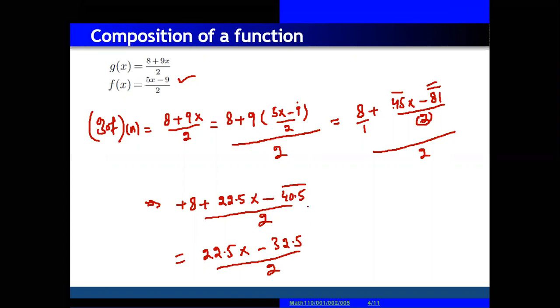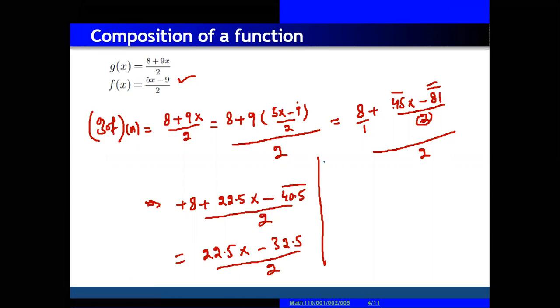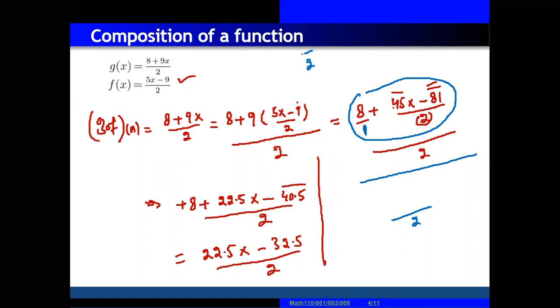Okay, if you want to find the LCM, now I will take the LCM, by the method of LCM. We have 8 plus 45x minus 81 divided by 2. If we take the LCM for the first portion, just for this portion, the LCM is 2, and we have denominator 1. So divide 2 by 1 equal to 2. When you divide 2 by 1, one 2 is equal to 2.